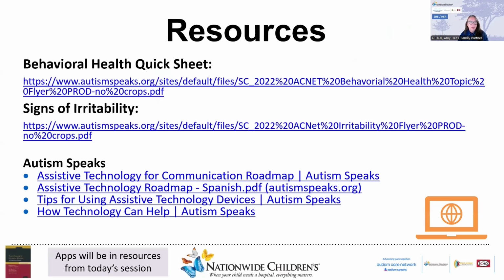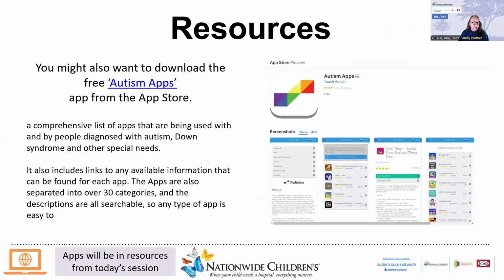I think there's some specific Autism Speaks ones. Yeah, so we included the Assistive Technology Roadmap, which is a great free digital download. You can just download it right from that link, and that's available in Spanish as well. And a couple of other blogs and things about how to incorporate assistive tech into your daily routine, all free downloads at those links. Excellent. And next slide.